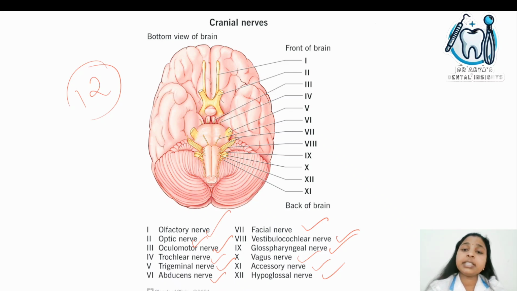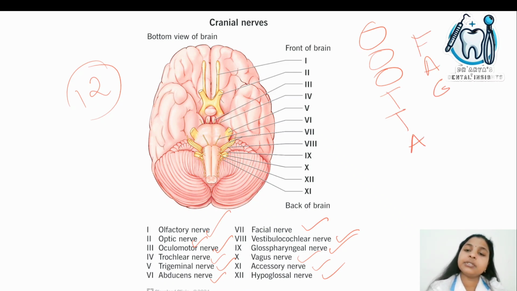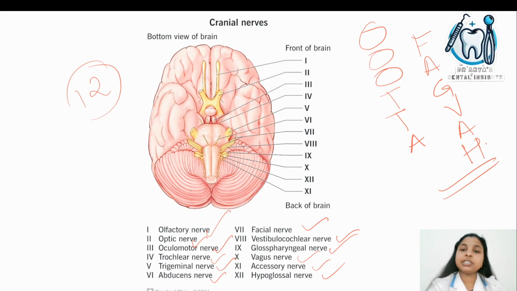The mnemonic is U ta fagwa. So this is the mnemonic for remembering the cranial nerves. First one is the olfactory nerve, then optic, then oculomotor, then trochlear, then trigeminal, then abducens, then facial, then auditory, glossopharyngeal, vagus, accessory spinal, and hypoglossal nerve. So these are the various cranial nerves. It's very, very important.